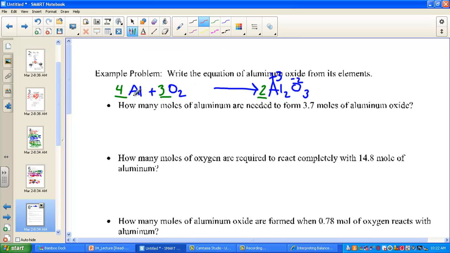How many moles of aluminum, this is what we want, how many moles of aluminum are needed to form 3.7 moles of our product, aluminum oxide? Our given quantity is aluminum oxide. We want to calculate for the aluminum. As always, start by writing your given quantity. 3.7 moles of our product, Al2O3, our given quantity.